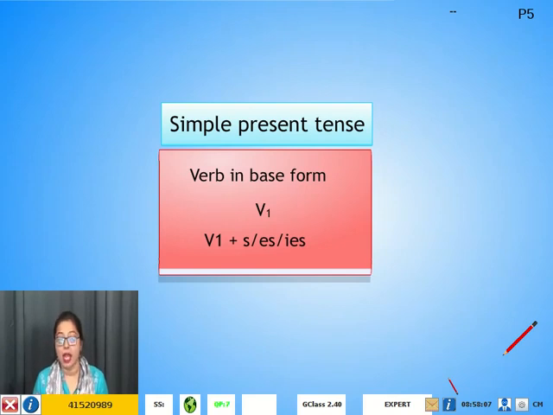So I'm just repeating once again to give you all a clear idea about simple present tense. The first point is the verb will be in the base form, and what is the verb in base form? That is, the verb will be V1. So there will be subject plus V1, and with V1 there will be s or es or ies, plus object. I hope this is clear to you all.